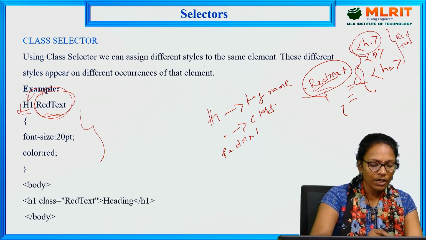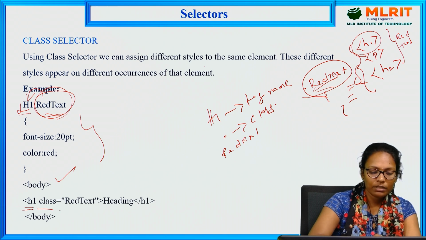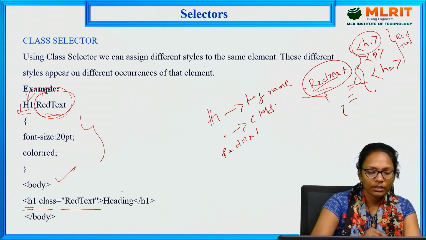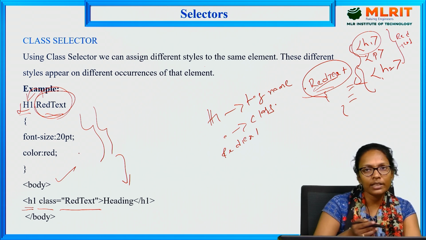That's all. Right? So now here within the body tag, I'm writing the H1 tag and whose class name is red text. And here, this set of styles will be applied for this tag. So what are the styles? The font size and the color we have given.